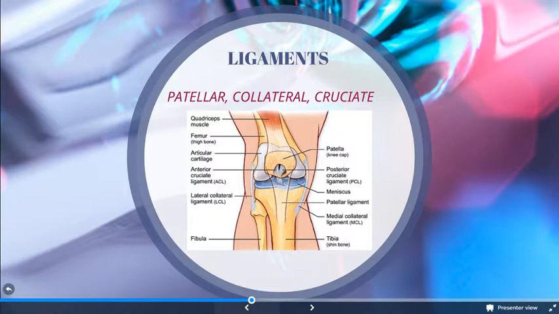Both anterior and posterior cruciate ligaments prevent any anterior or posterior displacement within the knee joint that could occur during hyperextension or overflexion.